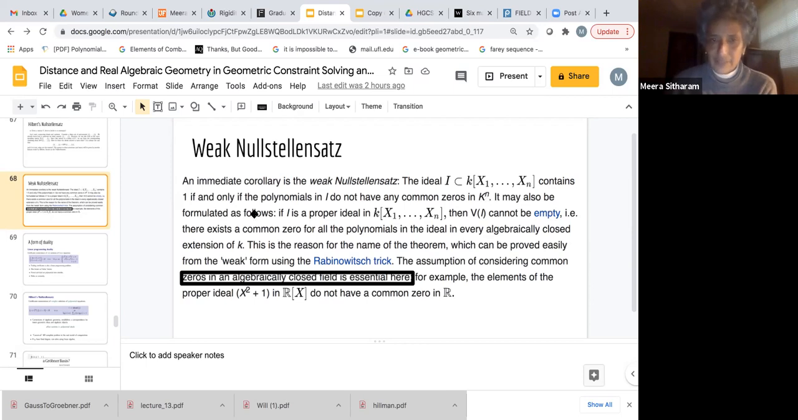Another way to formulate it is: if I is a proper ideal in K[x1, ..., xn], then V(I) cannot be empty. There exists a common zero for all the polynomials in the ideal in every algebraically closed extension. It's important to note that Hilbert's Nullstellensatz, even the weak Nullstellensatz, requires this algebraic closedness of the field here. Okay. So, a counterexample, if you're looking over the reals, is this case.